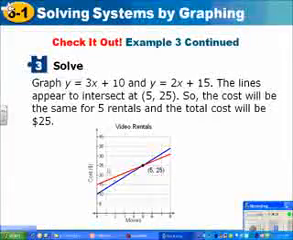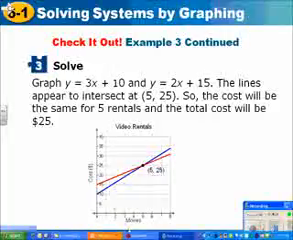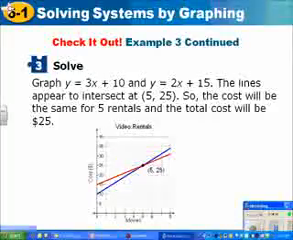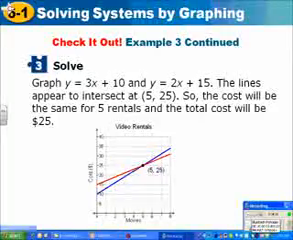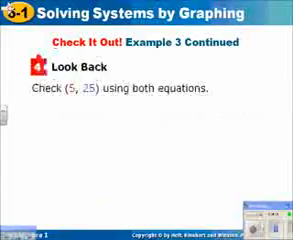So if we come back to look at the nice, neat graph that's all labeled, you can see that 5 movies, which was the x-axis, is a cost of $25. And then you should always check your work, especially on these graphing problems, when you don't use a calculator.